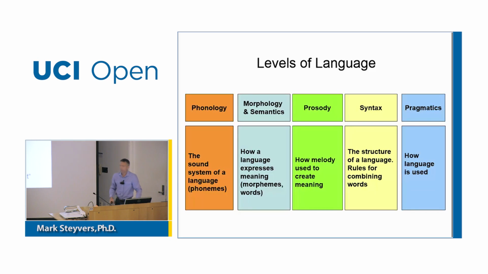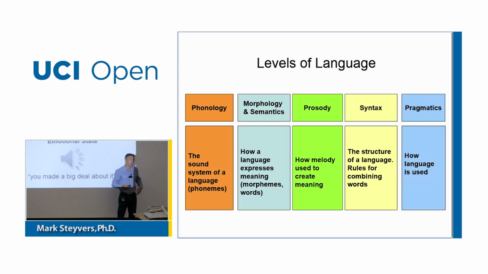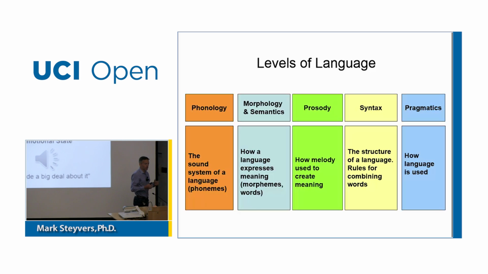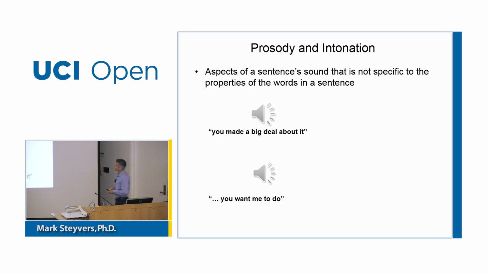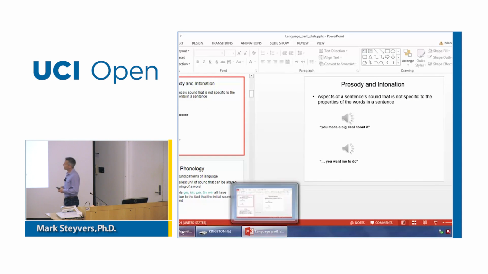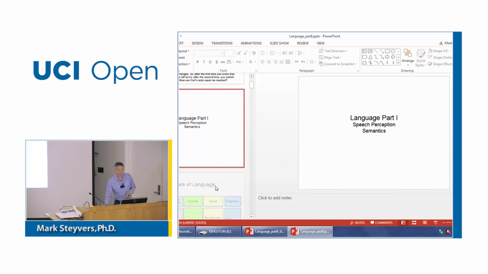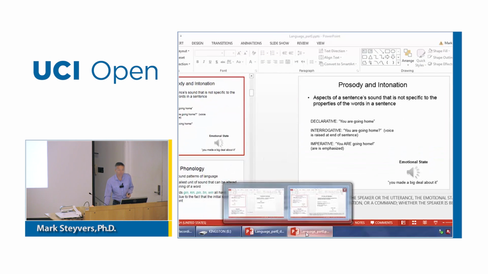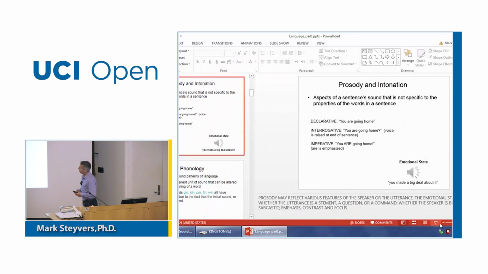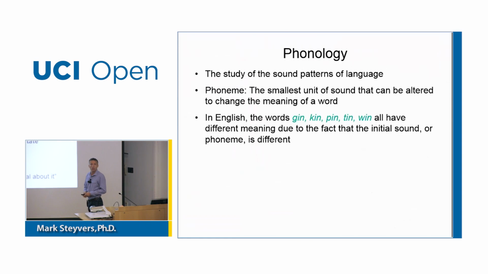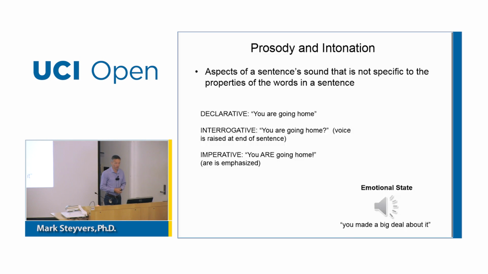Okay, so with prosody, prosody is about the melody that's used when constructing sounds, and the intonation pattern. And clearly that has an influence on the meaning of an utterance. So you can have declarative statements like "you are going home," interrogative statements, "you are going home?", where the voice is rising at the end of a sentence, or imperative statements, "you are going home!" Clearly a different intonation, and that has consequences for the meaning of an utterance.